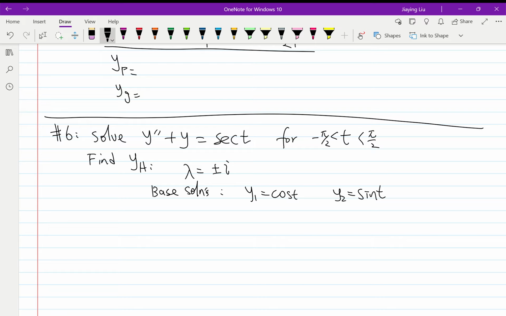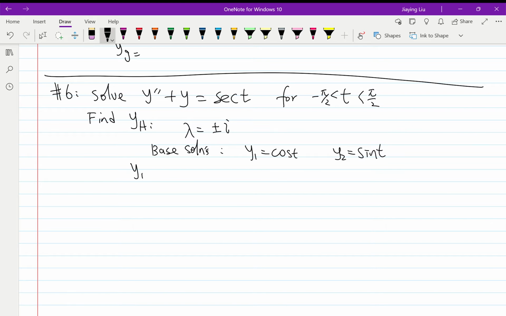So it's just going to be t. If you have plus or minus 2i, that's going to be cosine 2t and sine 2t. So the homogeneous solution is going to be c1 cosine t plus c2 sine t.